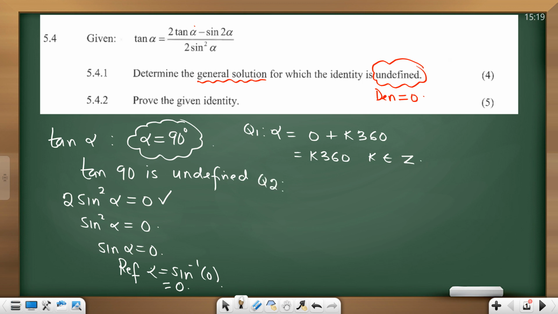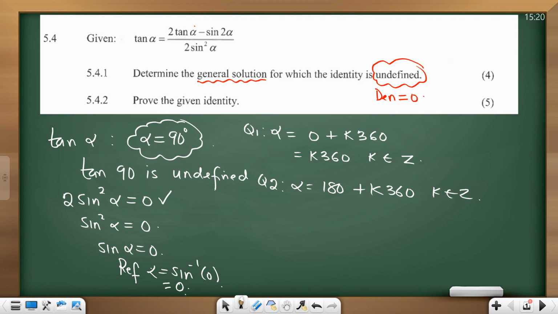Then I go to quadrant number what? 2. Because sine is what? Positive. Alpha will be what? 180 minus 0. 180 minus my ref. But what is my reference angle? 0. So 180 minus 0? 0. Plus k what? Sorry, 180. K 360. Now, do you notice that in this solution, 90 is not part of it? Make sense?